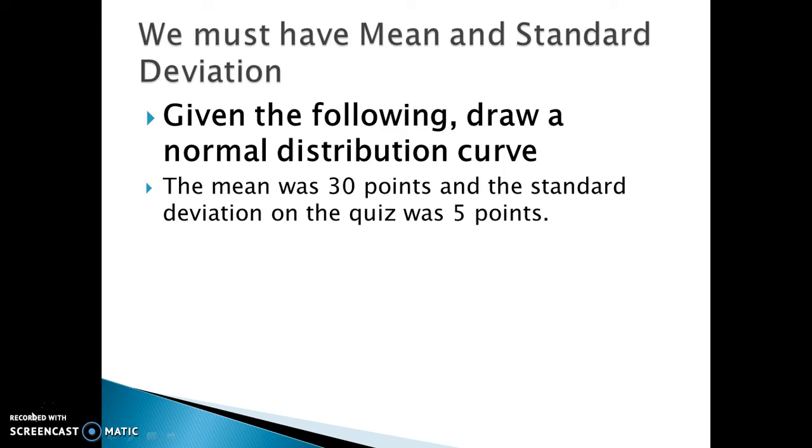Alright, so you have to remember that you have to have the mean and the standard deviation in order to draw a normal distribution curve. So if I gave you the following information, could you draw a normal distribution curve? If the mean was 30 points and the standard deviation on a quiz was 5 points, can you draw a normal distribution with that data?